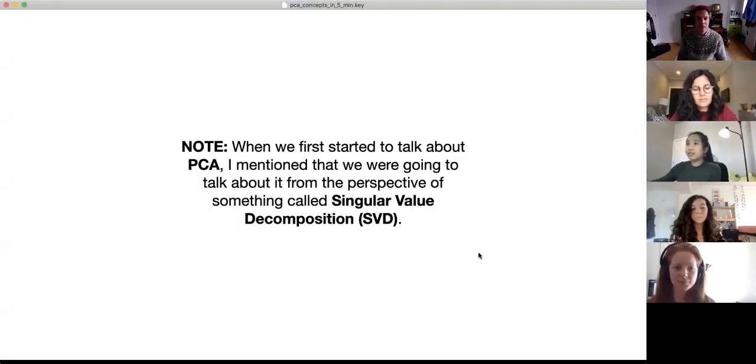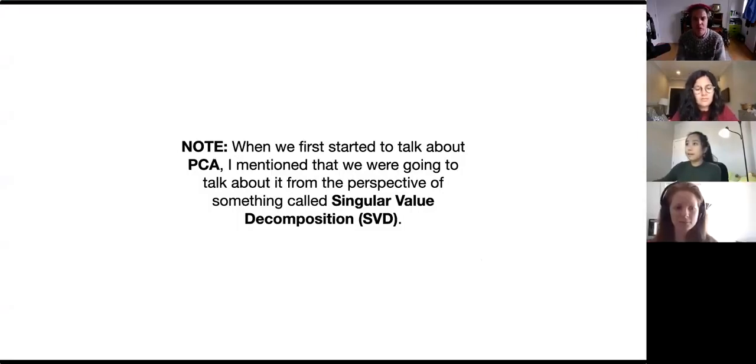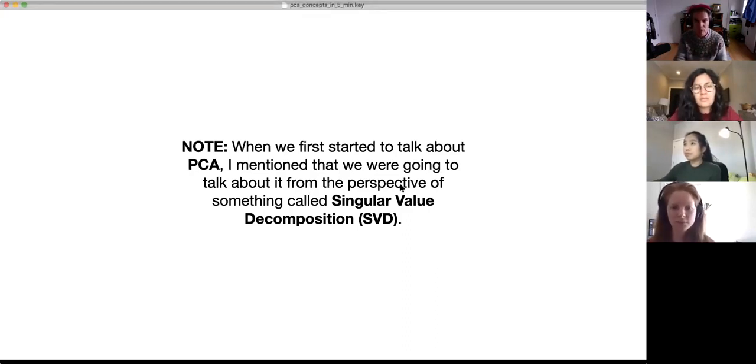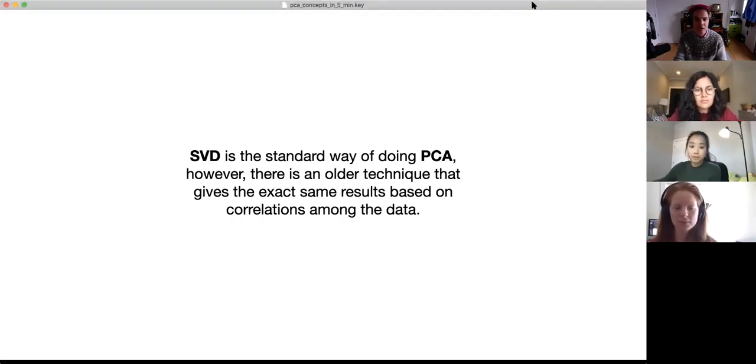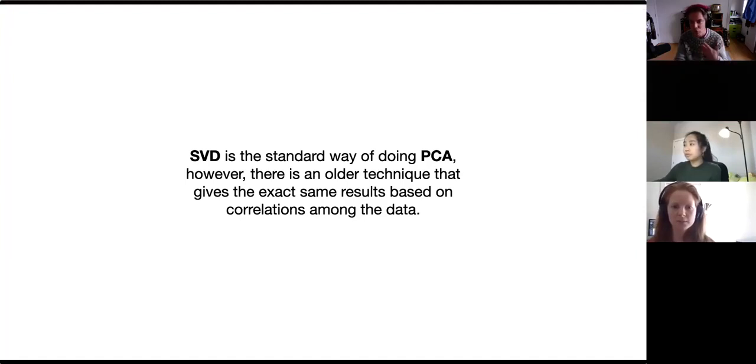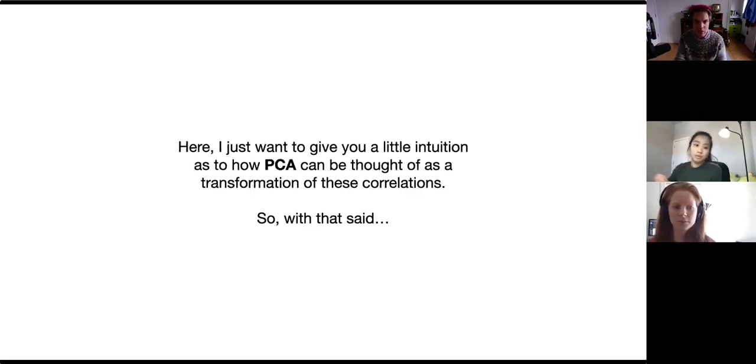Okay, so note, when we first started to talk about PCA, I mentioned that we were going to talk about it from the perspective of something called singular value decomposition. Singular value decomposition is the standard way of doing PCA. However, there's an older technique that gives the exact same results based on correlations among the data. So here, I just want to give you a little intuition of how PCA can be thought of in terms of a transformation of these correlations.